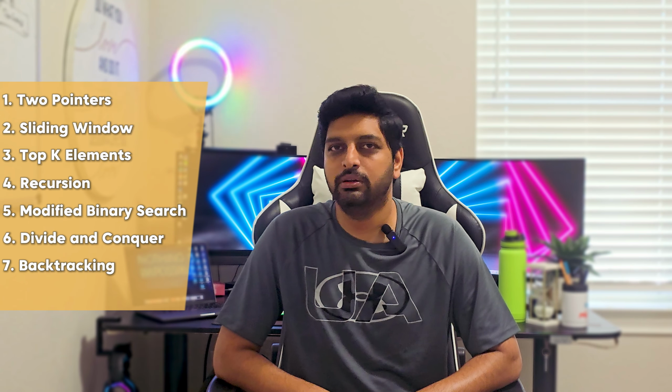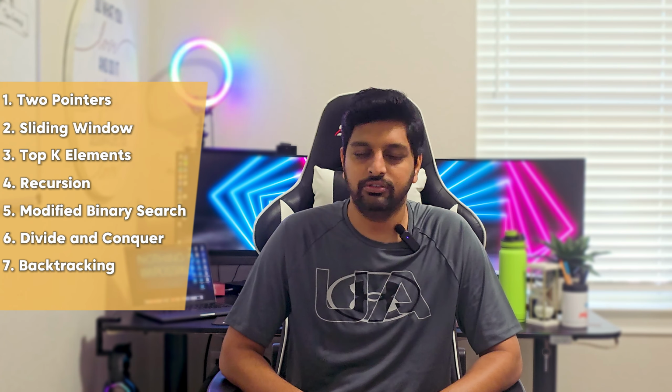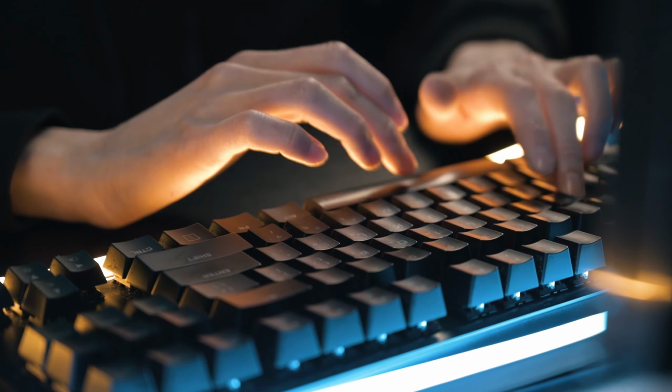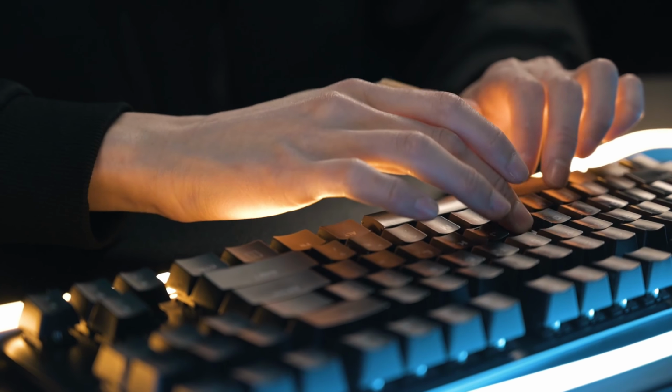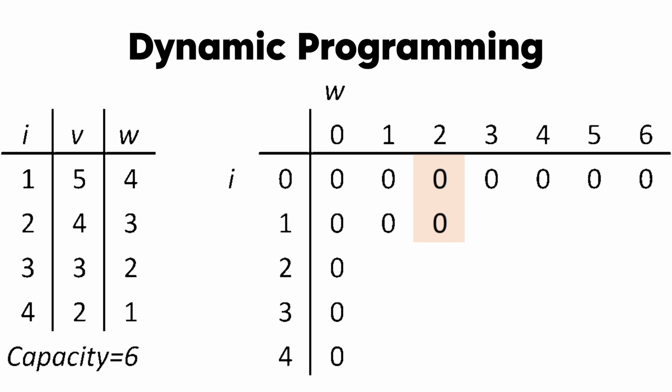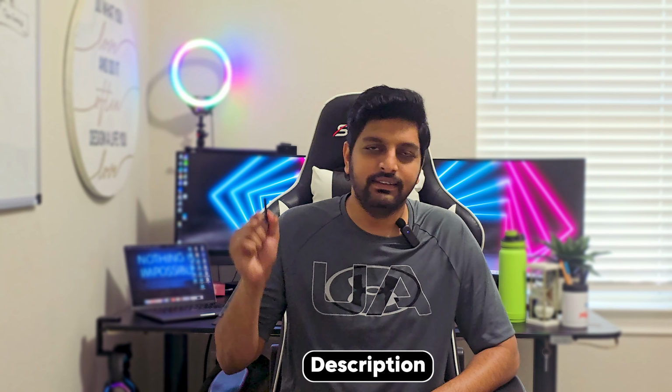Backtracking is used for problems involving permutations and combinations. Dynamic programming, on the other hand, is key for solving optimization problems by breaking them down into smaller subproblems and then storing the results to avoid redundant calculations. Understanding these patterns allows you to tackle a wide range of problems by applying a familiar approach. I highly recommend watching this video before jumping into solving LeetCode problems. Here are some of the problems grouped by patterns. You can also find the link in the description.